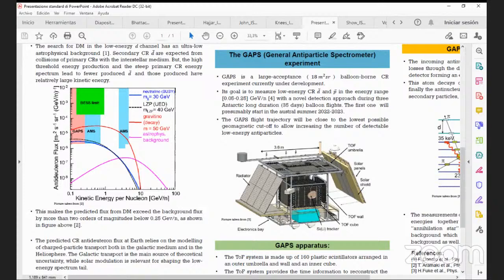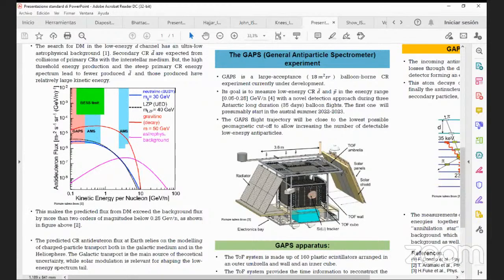Okay, these fluxes are generated with the predictions not only of the dark matter models, but also from the expectation of the modeling of the propagation of cosmic rays in the galaxy and in the heliosphere, which is very important in the low energy range.